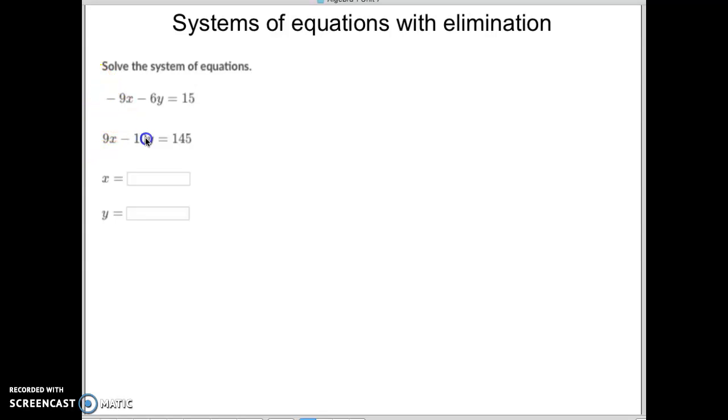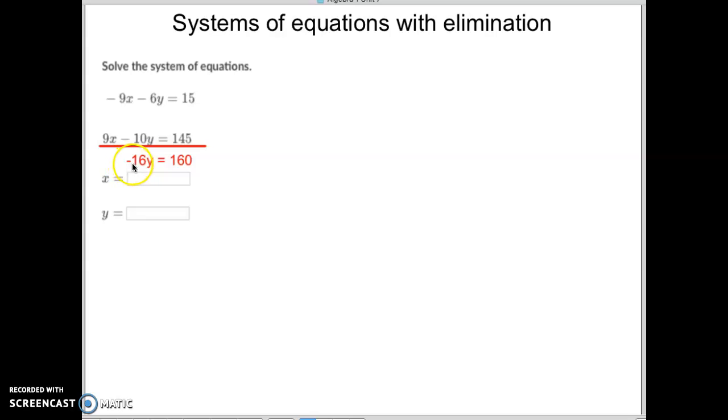If you look at these two equations right here, you should notice pretty quickly, this one has a negative 9x, this one has a positive 9x. So all I have to do is add the two equations and my x's will eliminate each other. That's the point of elimination, is to get one variable or the other one to eliminate each other, because then it's pretty simple.